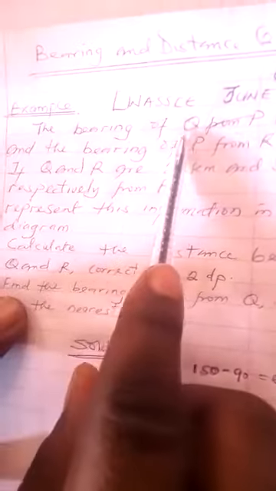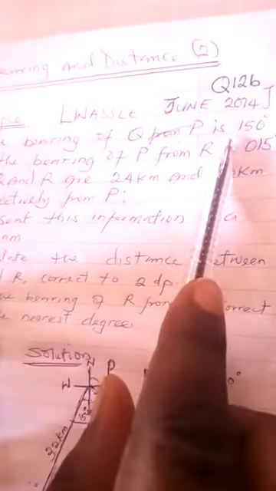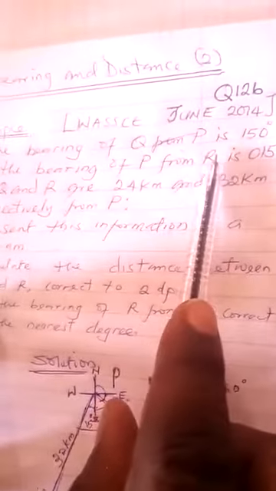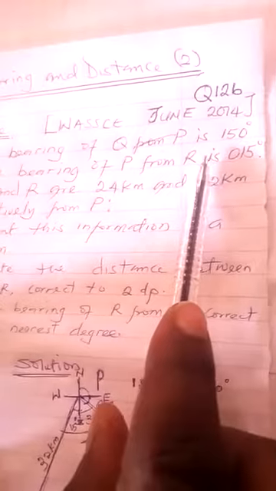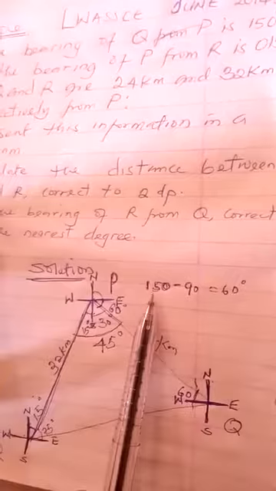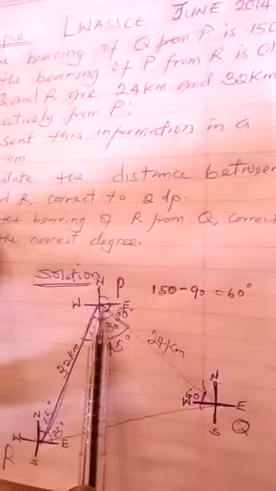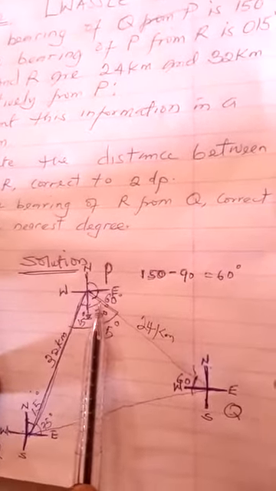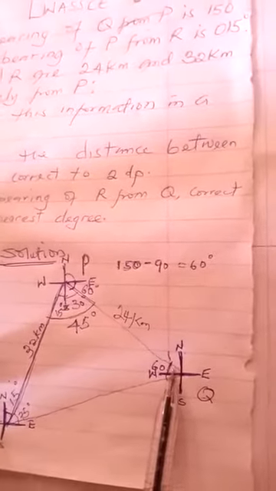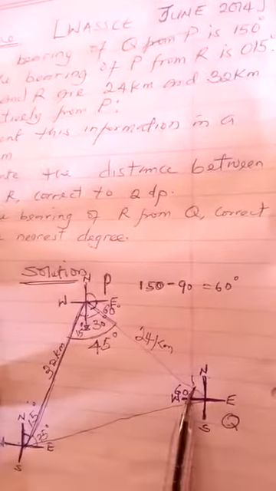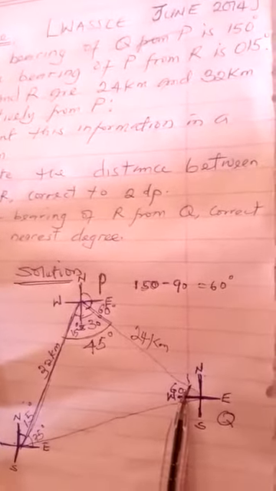The bearing of Q from P is 150 degrees. Now, if this is point P, 150 minus 90 will give us 60 degrees. So that means we are going to cover 60 degrees from the second quadrant. That is why we have this line to this point we call Q. Alternate angle, this 60 is equal to this one, because the two angles are alternate.